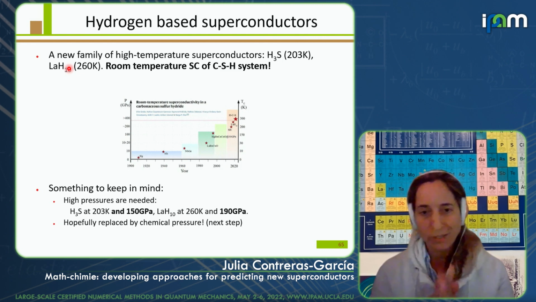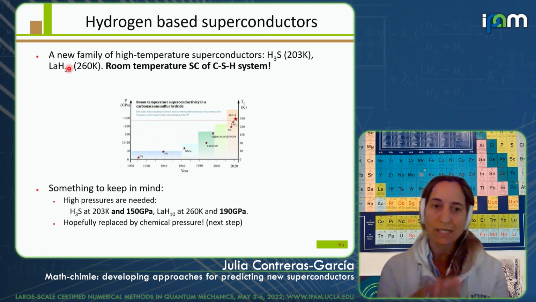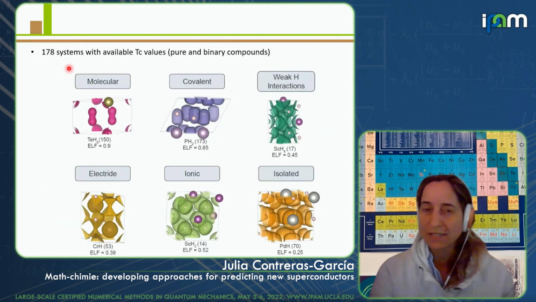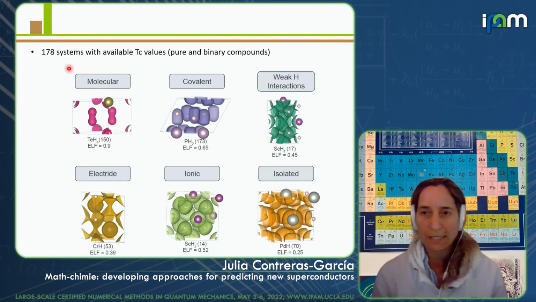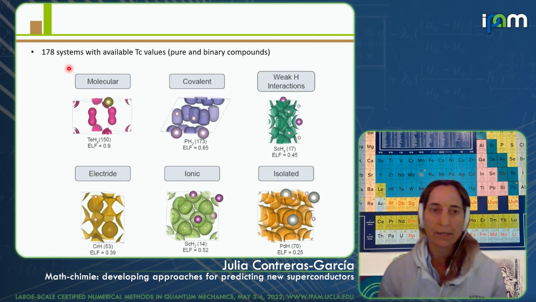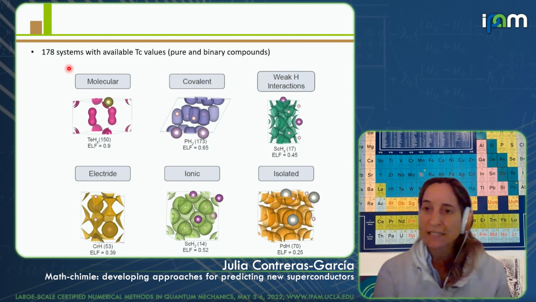Synthetic chemists know how to do that, but the first thing we need is to actually be able to predict new high TC superconductors, even if they're high pressure. So let's start. We did the electron localization function on nearly 180 systems and classified them.